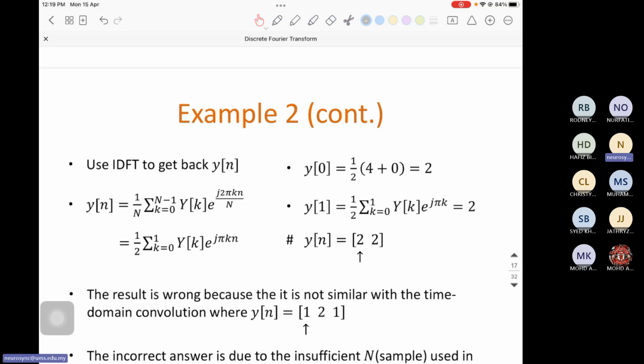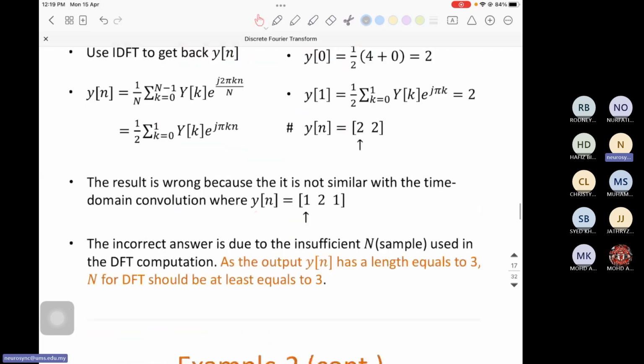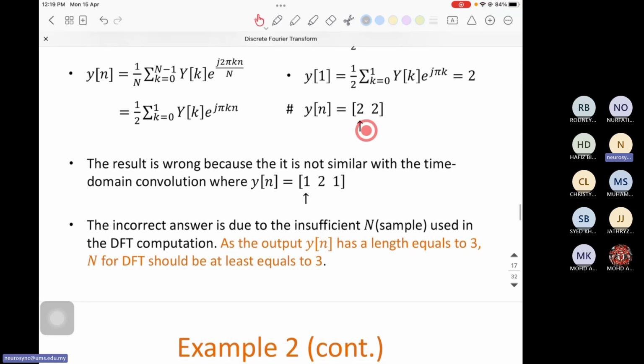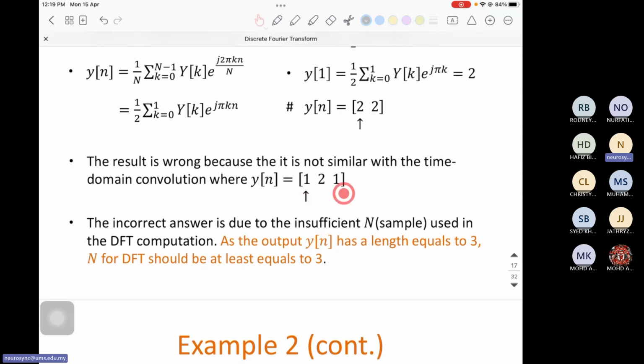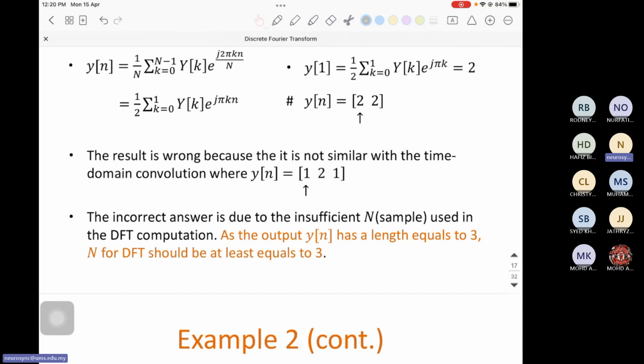So the result with the frequency domain computation, we are getting the wrong result. This result is not similar to the time domain convolution. Okay. If you convolve x of n and h of n, you will get the output y of n equal to 1, 2, 1.